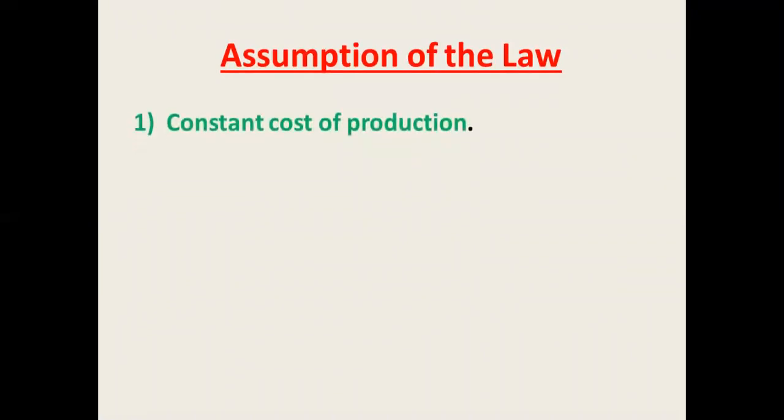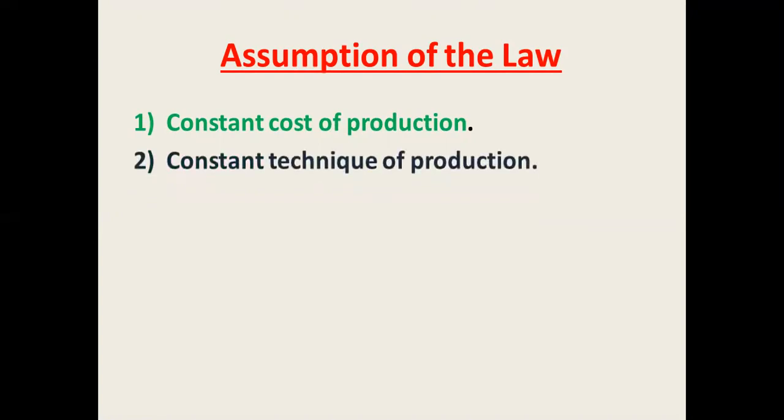We have assumed certain situations. If those situations are possible and supportable, then the law is applicable, otherwise not. The law of supply is conditional; it is based on certain assumptions, so these assumptions are most important. The first assumption is the constant cost of production. Cost of production means what? The final price, meaning the last price of that commodity, and the cost of production are two different things.